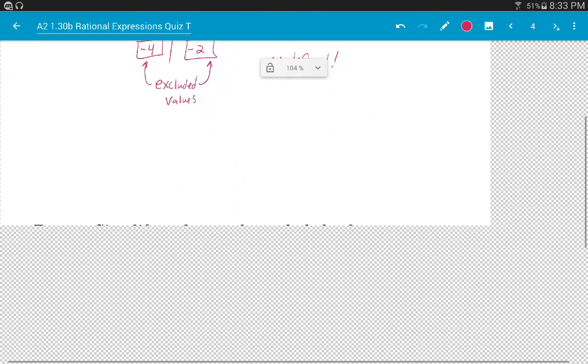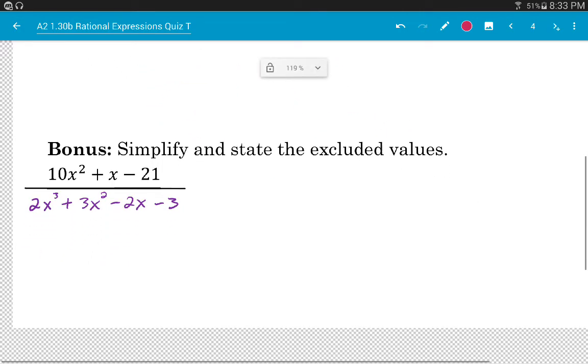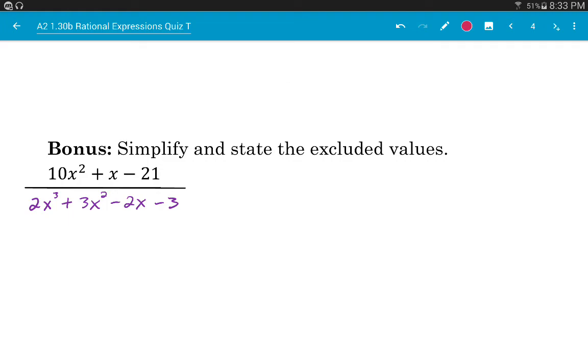Okay, and I'm not going to go over the bonus, because if you're really interested, you can just talk to me about that in class, and there will not be a bonus on the retake.